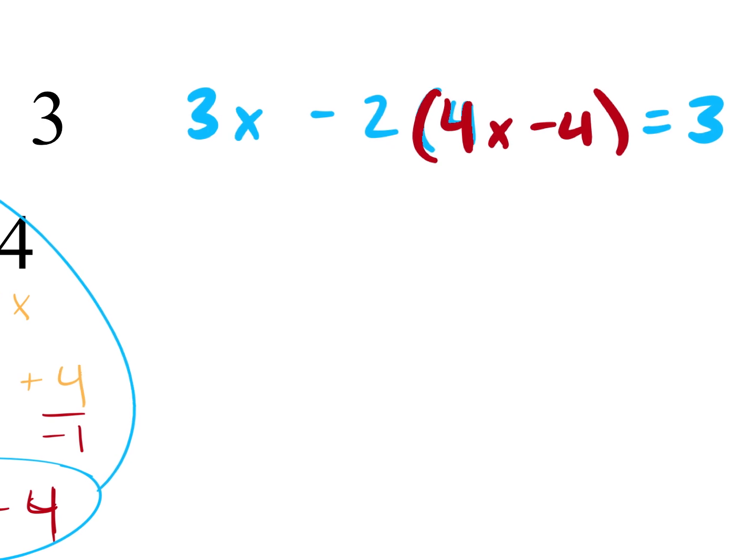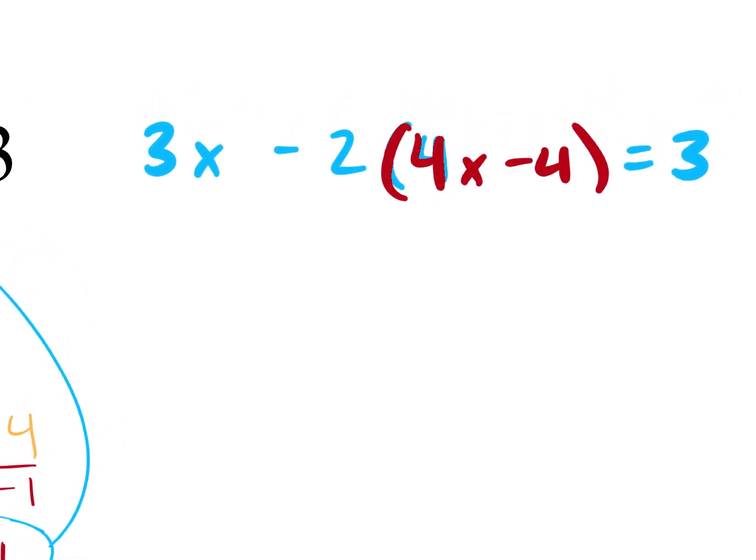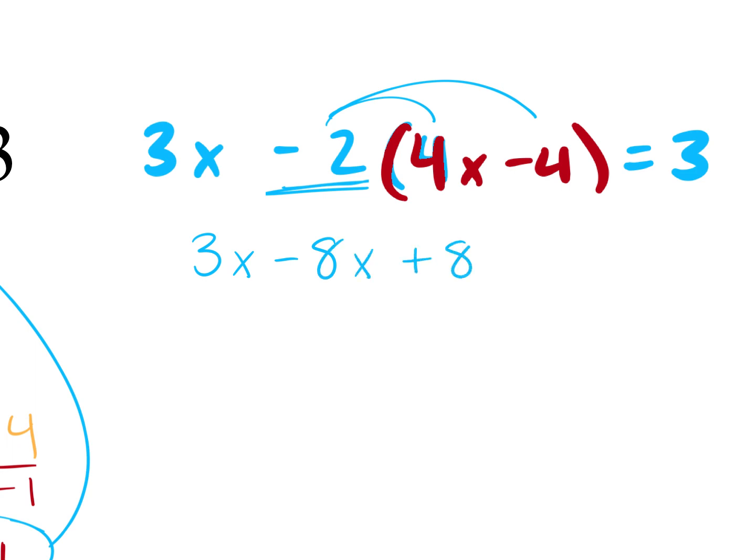Now we want to solve. What do I have to do to solve? Distribute. What gets distributed? The negative 2. Be careful because that negative is attached to the 2, so both things get distributed. So it's negative 2 times 4x. Negative 8x. And what's negative 2 times negative 4? 8. Positive 8. So plus 8 is equal to 3.